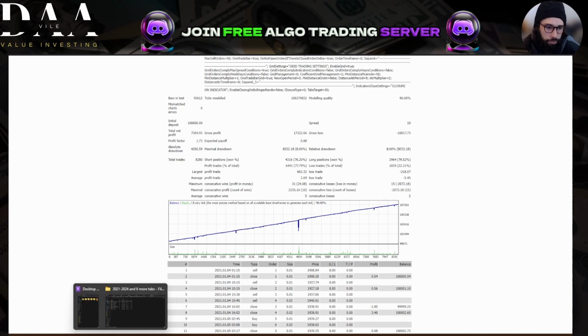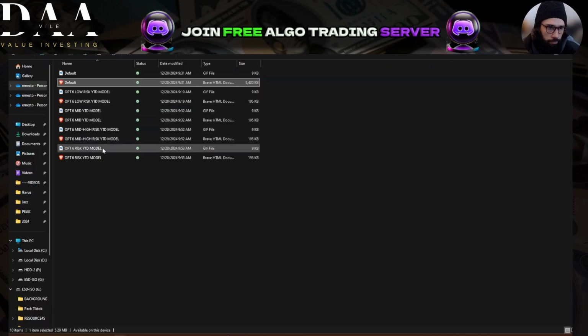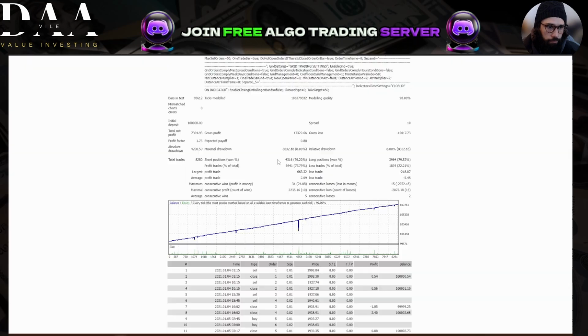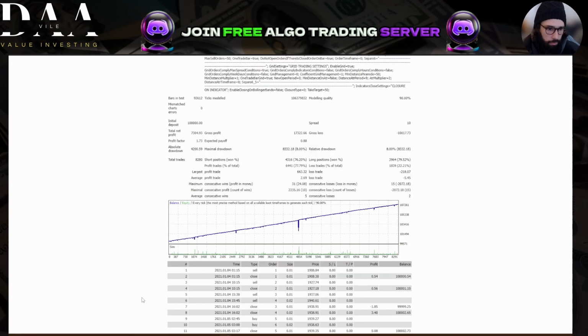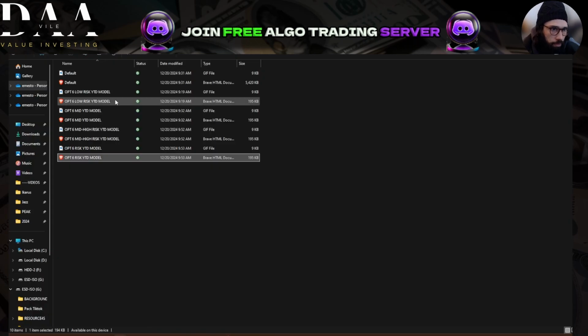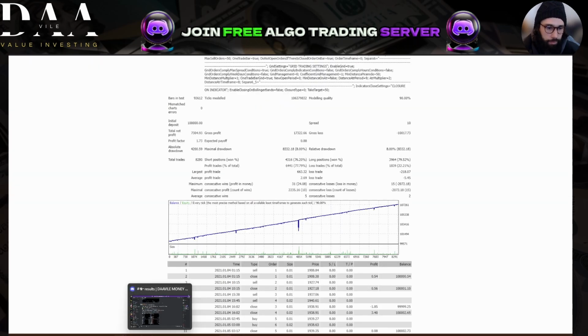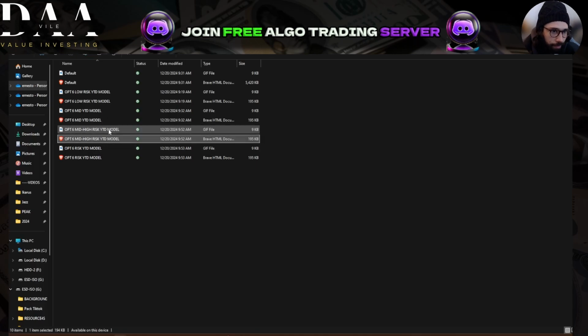So I managed to, let's go again with the high risk. I don't know if this is the high risk. I don't think so. Low risk, high risk. Okay. Oh, mid high risk. Need to read my things.